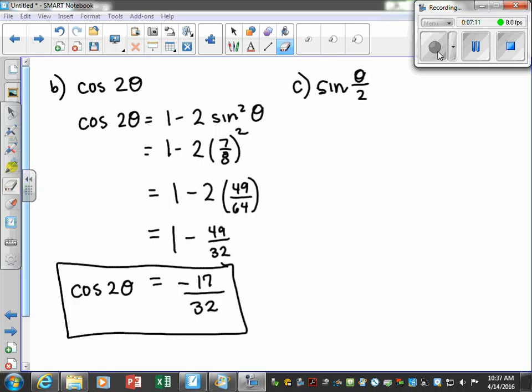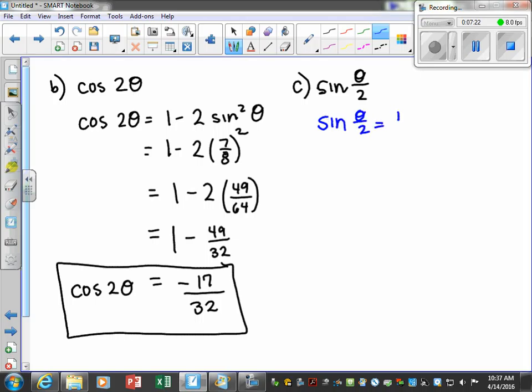Okay, so this is going to be our next one. And we're going to write down our formula. So go to your formula sheet, and sine of theta over 2 is going to be plus or minus the square root of 1 minus cosine theta over 2. Okay, so this is defined by theta over 2. So this is a half angle.